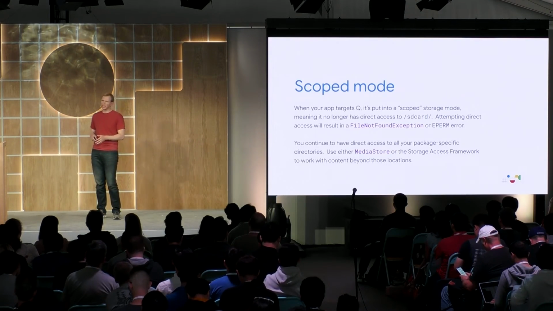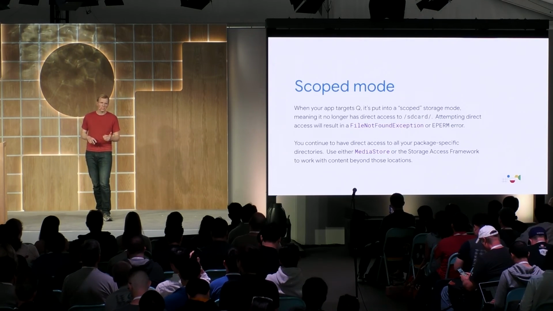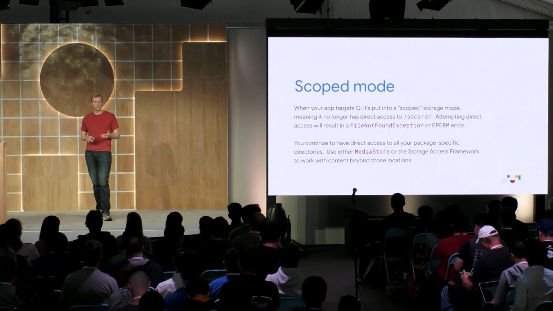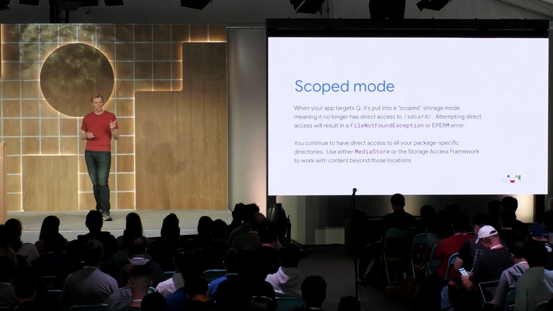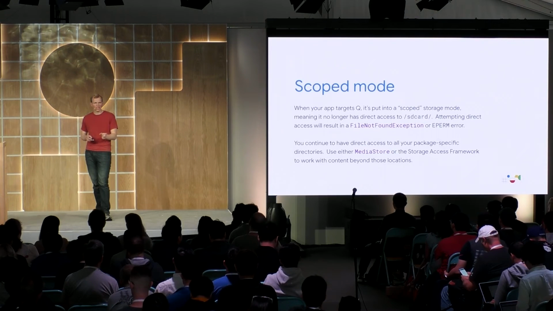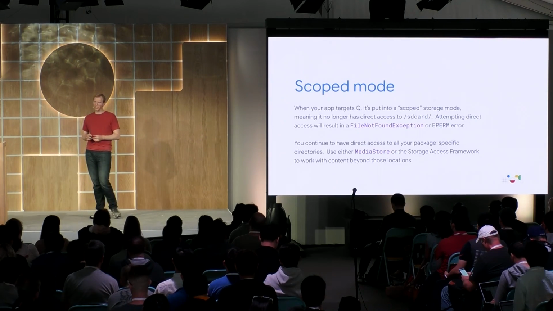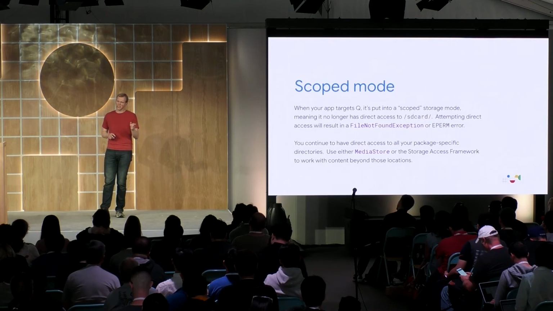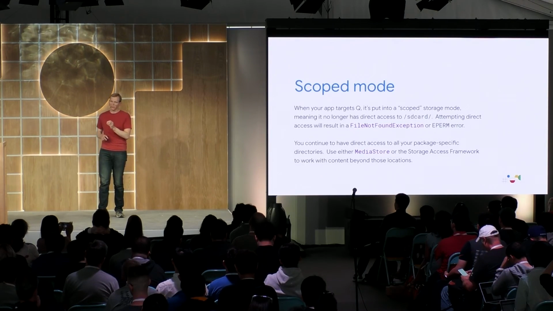However, once your application targets Q, it's put into this scoped mode. And what this means is it no longer has direct raw file system access to the SD card. One note is you will continue to receive these package-specific directories. You'll continue to have raw direct access to those directories. These are the ones that Seb mentioned at the very beginning of the presentation, those best practice APIs. So context.getExternalFilesDirs, cache dirs, media dirs, and OBB dirs.